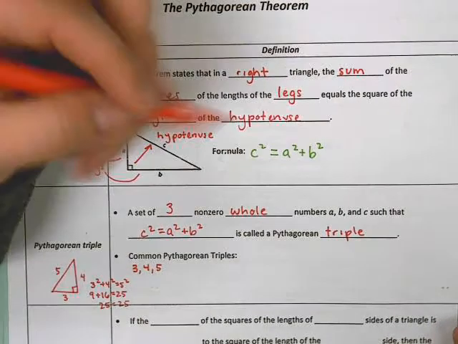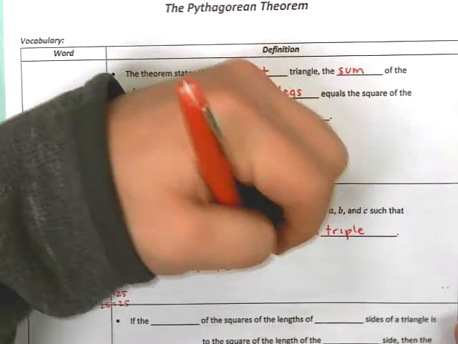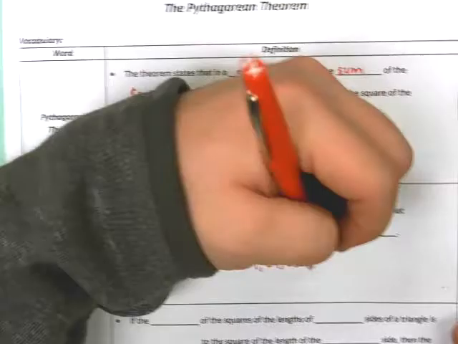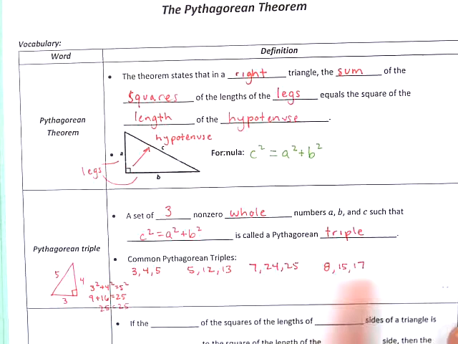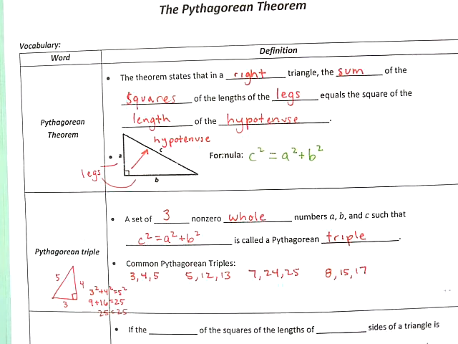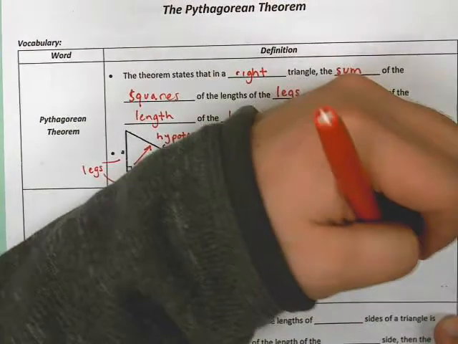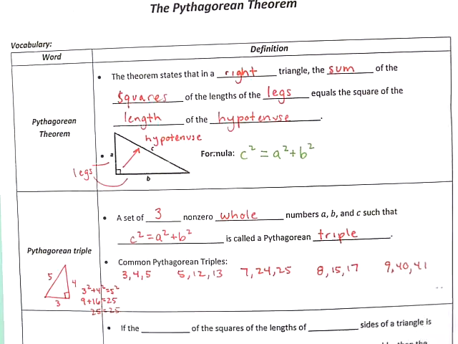Let's see what others. 5, 12, 13, 7, 24, 25. And then the last one I remember, 8, 15, 17. These are the four that I always keep in the back of my mind. There are infinitely many more, but I don't memorize too much after that. I think there's also 9, 40, and 41, whatever, but okay.